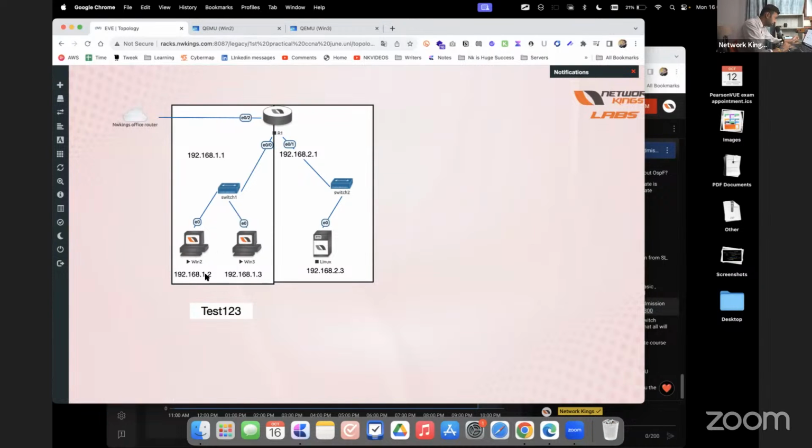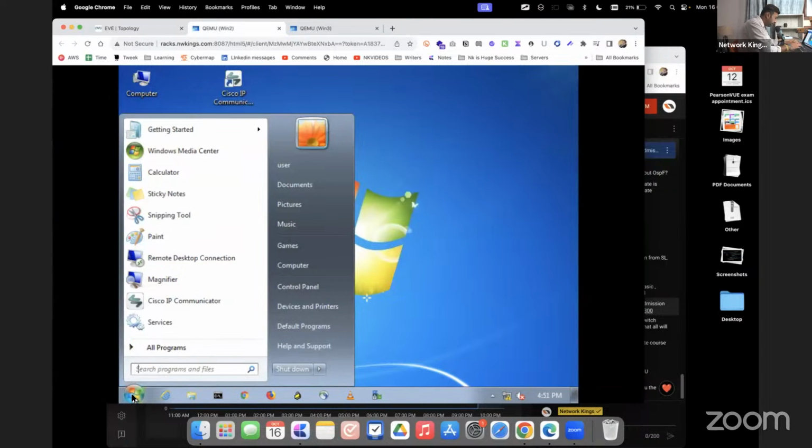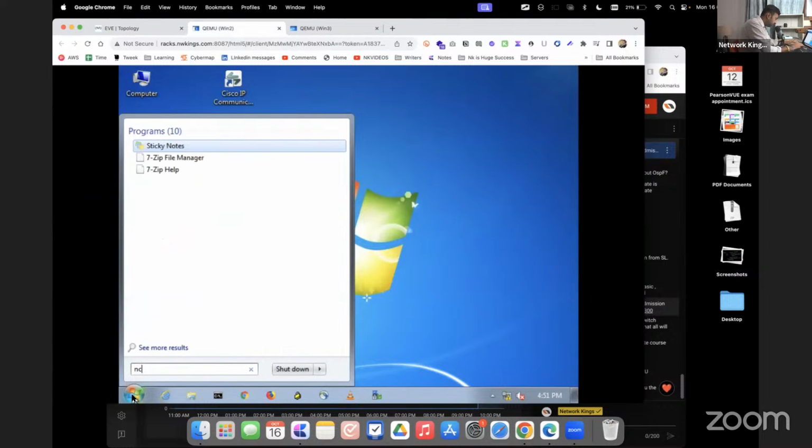1.2, 1.3. You can see the first three groups are the same. Only the fourth group is different. You will understand this in the subnetting class. But in this machine, I go here and use a very simple shortcut: ncpa.cpl. This is a shortcut to go to your network connections in Windows.